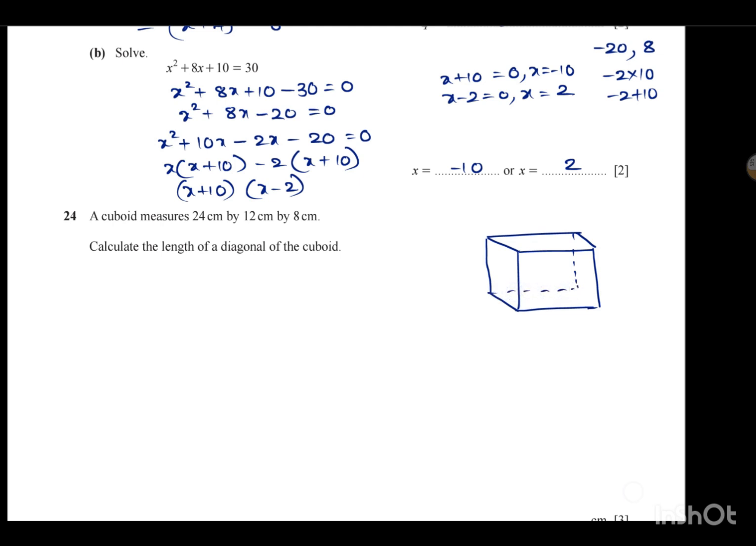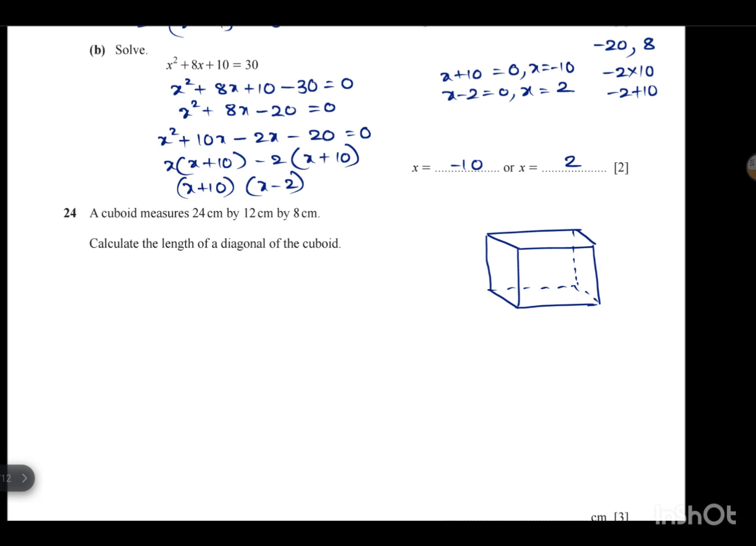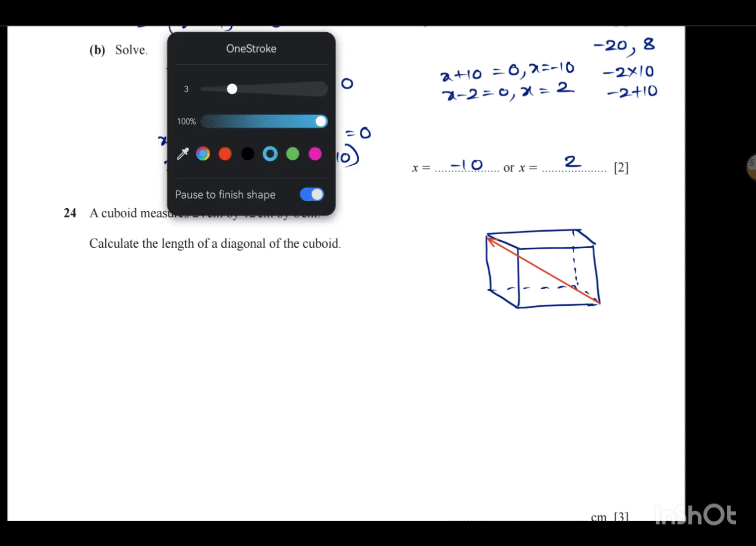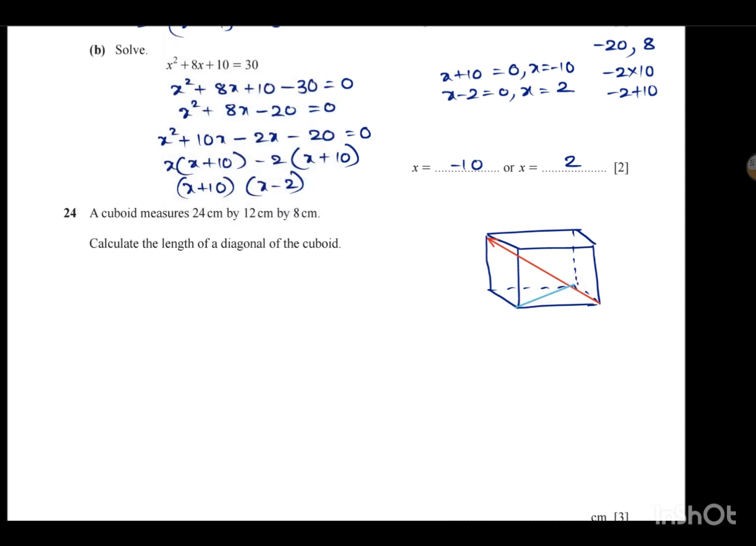This is the cuboid. Okay, so now the diagonal for this cuboid will be this diagonal. You need to find out the length. So to get the length of this diagonal, let us first take the diagonal for the base. So let me first write the measurements here: 24, 12 and 8.